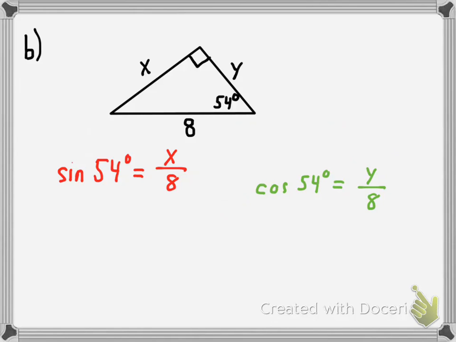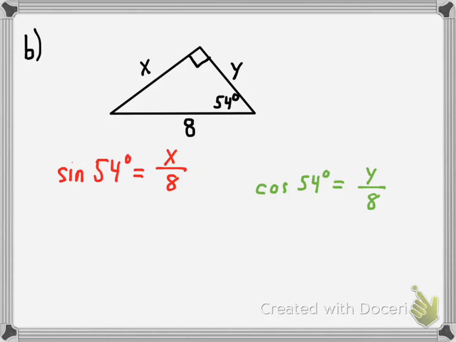All right, now here's the equations that you should have had. When you're trying to find the value of x, use the 54-degree angle as a point of reference. X is the opposite leg, and the distance that you're given is the hypotenuse, and the ratio between the opposite leg and hypotenuse is sine. So the sine of 54 degrees equals x over 8.